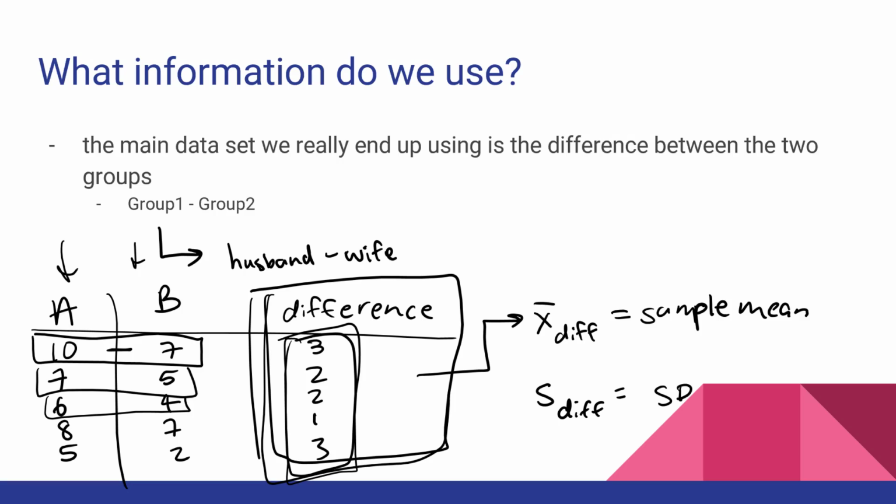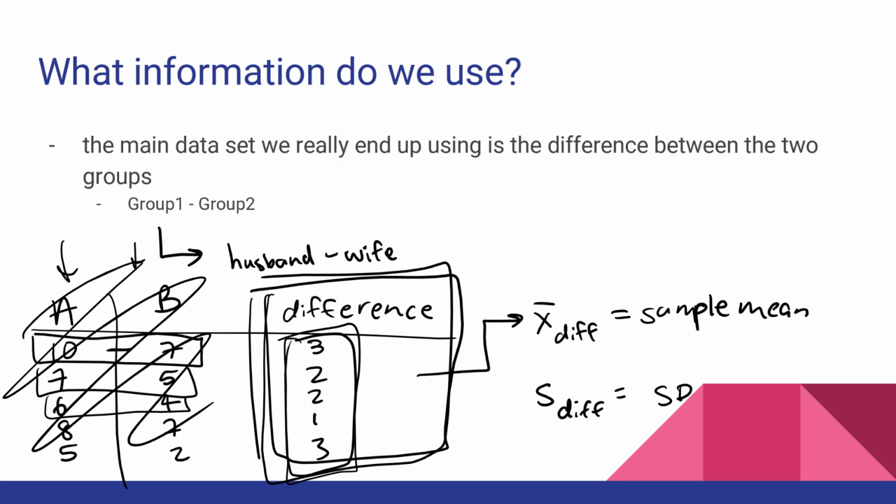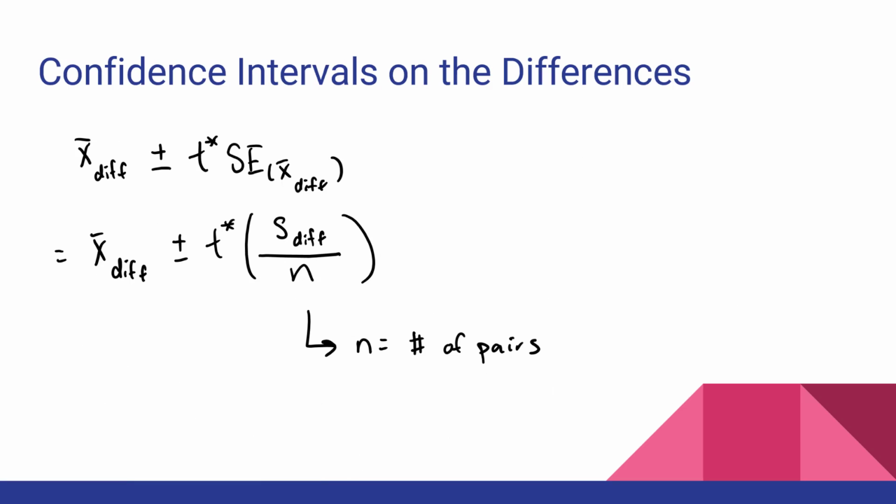Once we get this difference column, this is all we will be using from now on. Our group A and group B are no longer relevant. We just need to know that they exist and that the difference column is derived from these two. In terms of calculations, A and B are now irrelevant. All we need is the difference. So the first thing that we can do is a confidence interval on the differences.